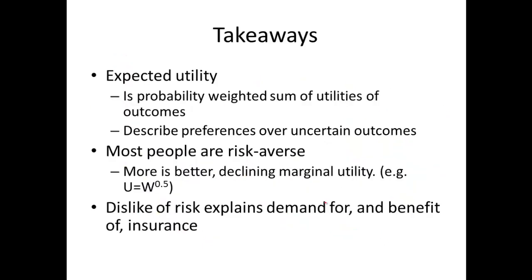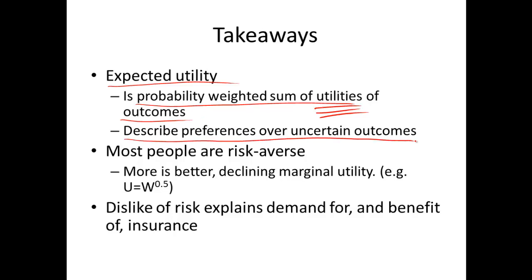All right. What do we take away from all this? Well, a couple things. First of all, expected utility is the probability-weighted sum of the utilities of the outcomes, not the wealth, but the utilities. And it can be used to describe preferences over uncertain outcomes. So what's neat is we've introduced an actual theory that gives predictions about how people would choose between different risky opportunities or between, say, a risky thing and a certain thing.